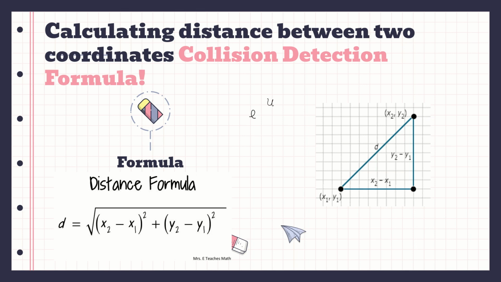So let's assume that we have these 2 points right here. We have this point right here and this point right here, and you're trying to calculate the distance between these 2 points. That's basically d. You're trying to find the distance on line d.